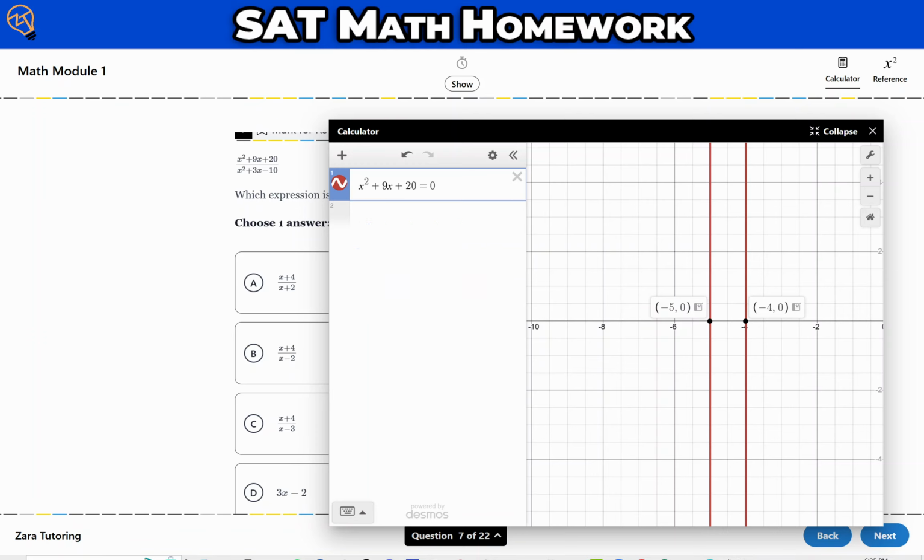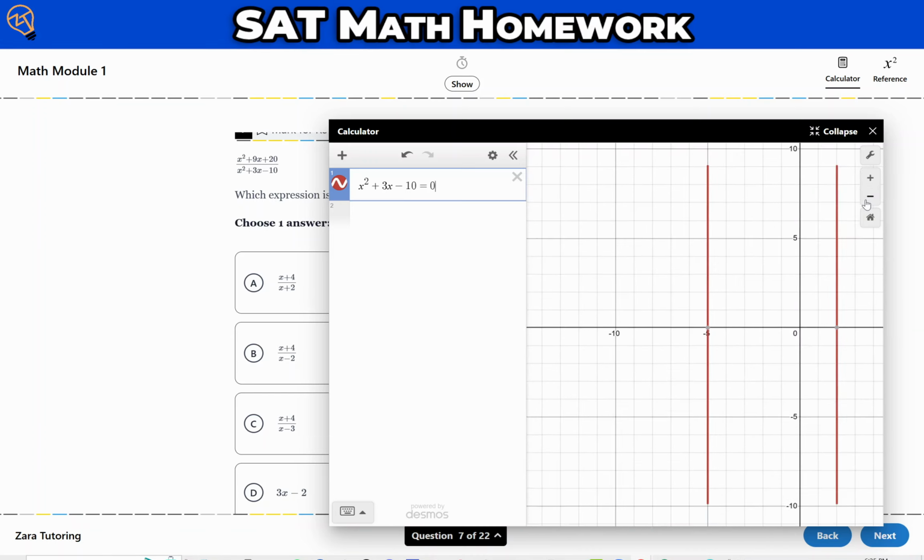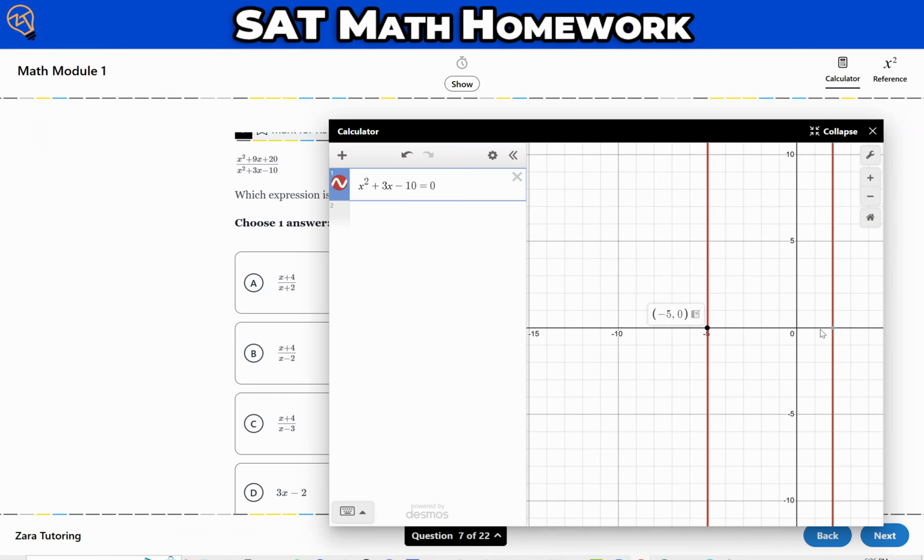And we could actually do the same thing with the denominator, which was x squared plus 3x minus 10. And let's do the same thing where we say equals 0. Maybe I could zoom out a little bit, and we could see those solutions are x equals negative 5, x equals positive 2. And then same thing, we can make them factors of x plus 5, x minus 2. And we still get the correct answer is B.